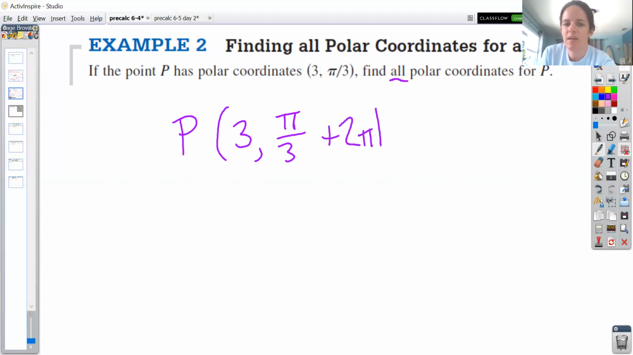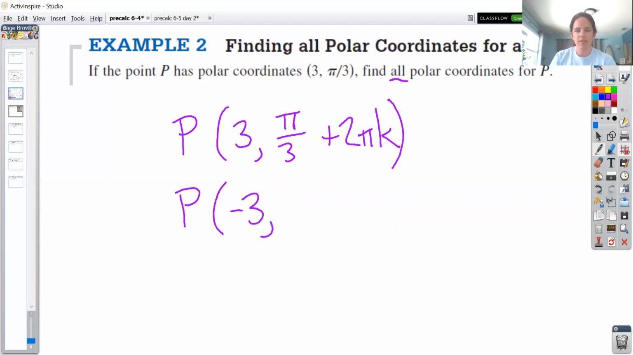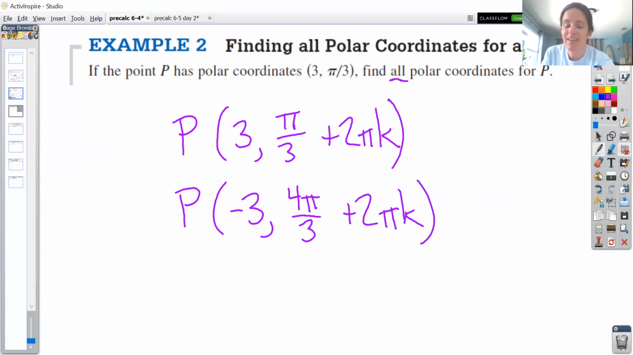So I'll slap a plus 2 pi k on there, which means I'm adding as many full circles as I want to that. And then I also could say, okay, well, if I make the radius negative, then I would have to add 180 degrees or pi to the angle, and then that would kick back and arrive me at the same location. So that would be negative 3, 4 pi thirds would be the same location, but then I could add as many full circles as I want to that as well. So that would also be plus 2 pi k. And so both of them combined is what we need if we want to find all of the polar coordinates for P.